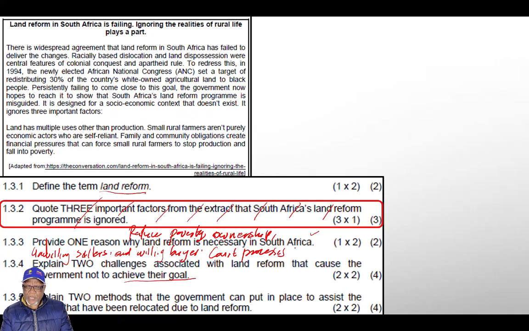Number two, the court processes take a long time. And now other people have no proof of land ownership. So people cannot prove that this is my land, and therefore the government is unable to help. And then the processes are expensive.